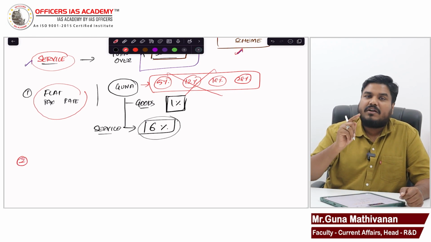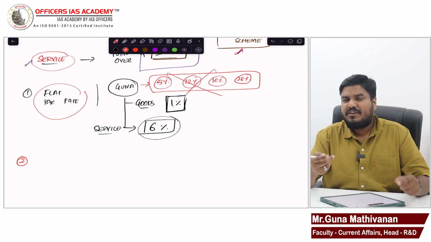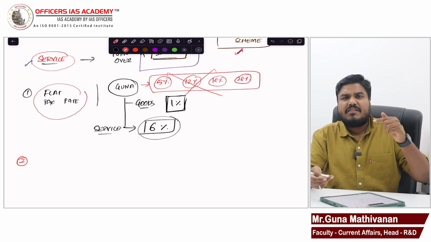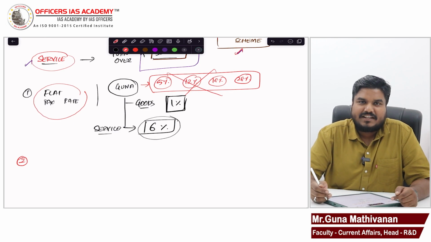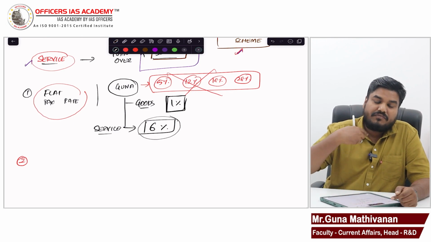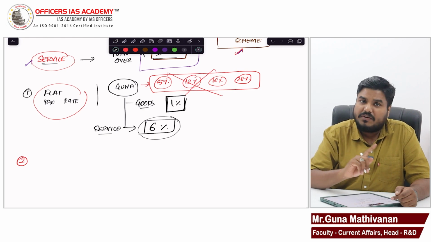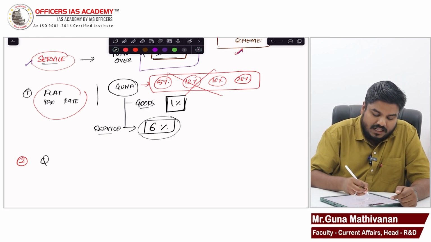Now, the next problem we saw: every month we have to file. The normal GST payers were filing the taxes every month. But now you need not file every month if you are opting for the composition scheme. Quarterly filing is allowed.